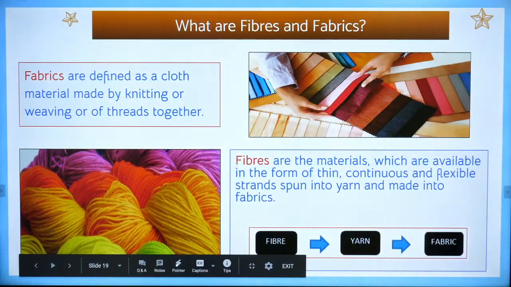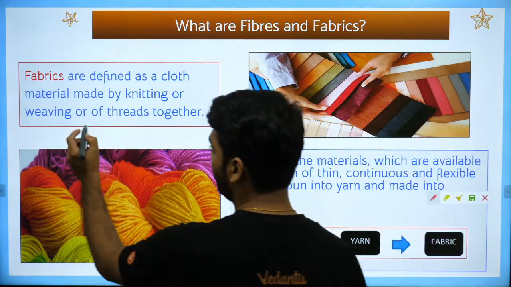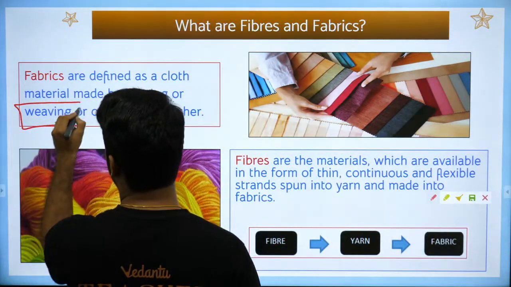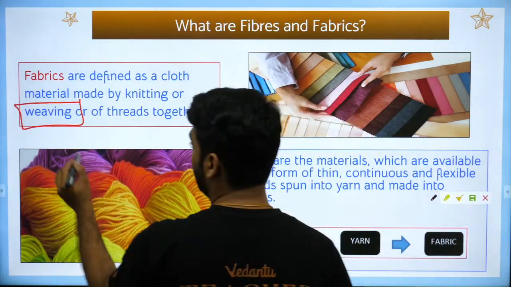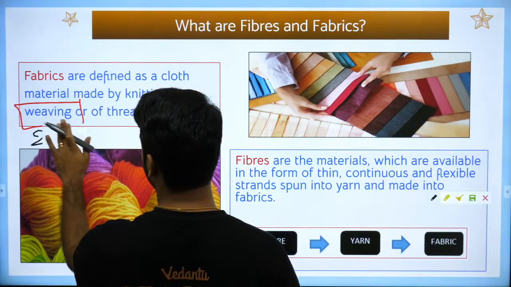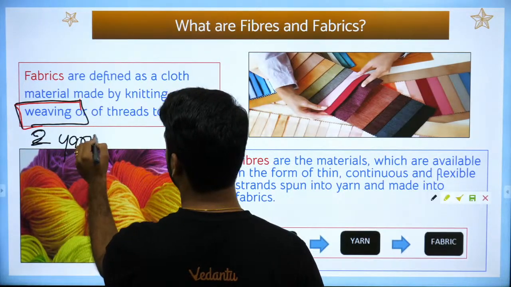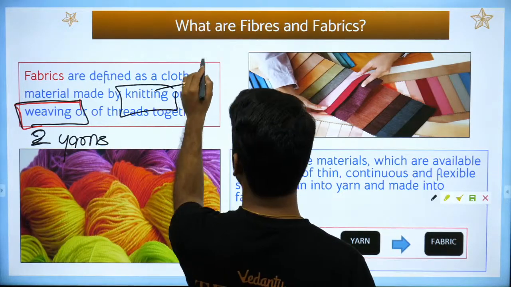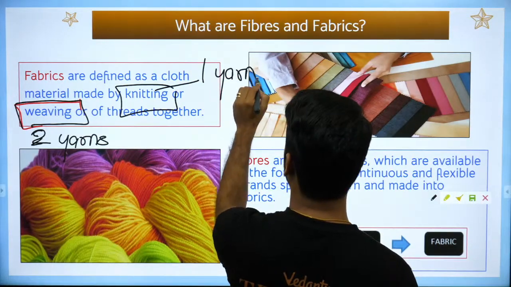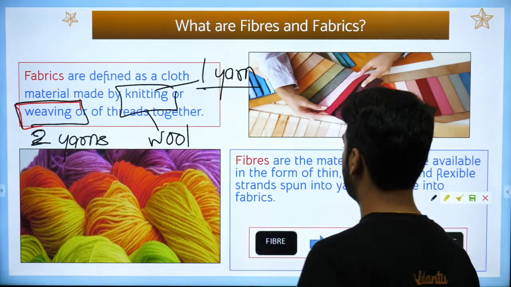Okay. Fabric is defined as cloth made by knitting or weaving. What is the difference between knitting and weaving? In weaving, you use two strands, or basically two yarns, and in knitting you just use one yarn. Knitting is mostly done of wool, right?